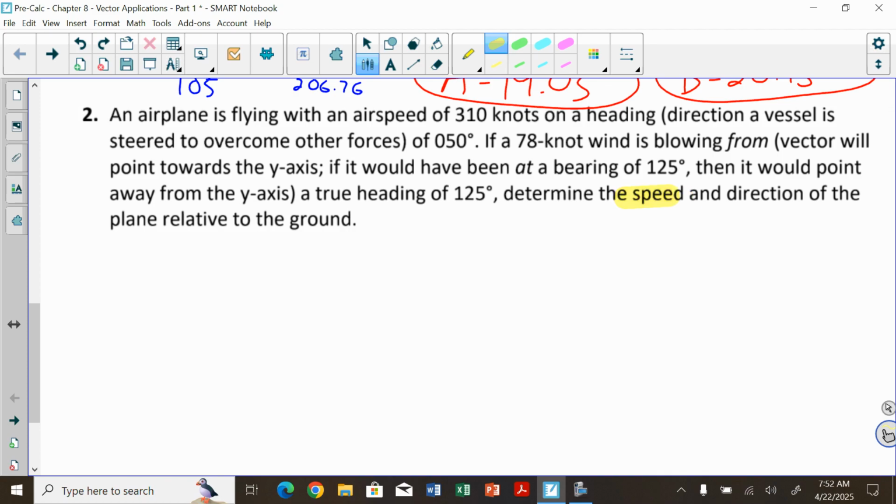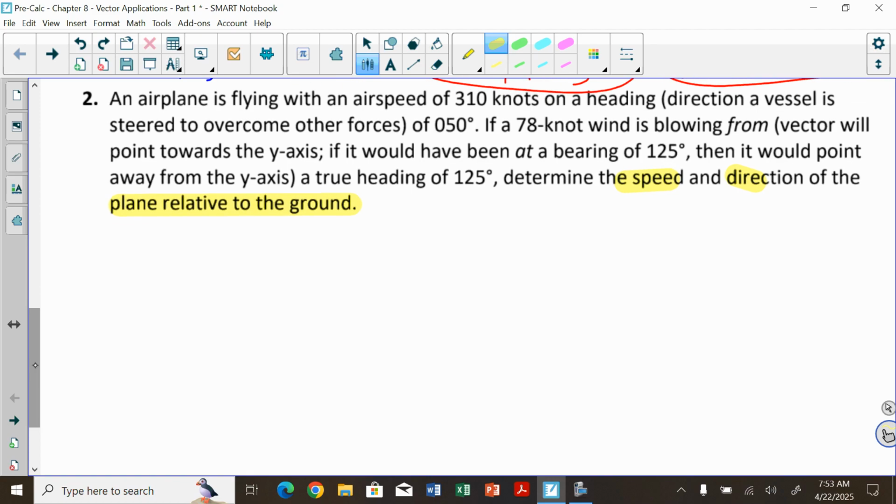So it's a similar problem to what we just did. Now this one, they tell us the plane relative to the ground, so they give us a little bit more action. All right, let's start with a picture. Let's look at the first part here: the airplane is flying with an airspeed of 310 knots and on a heading of 050.